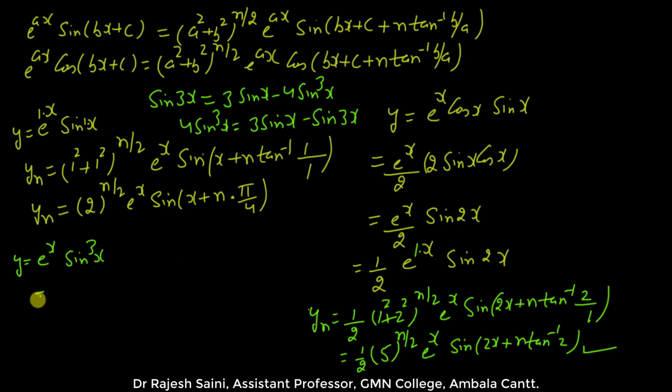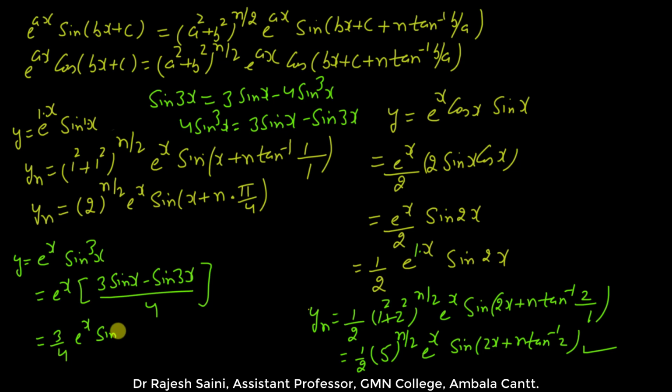So this implies that this is further equal to e raised to the power x times (3 sin x minus sin 3x) divided by 4. So this will be 3 by 4 e raised to the power x sin x minus 1 by 4 e raised to the power x sin 3x.